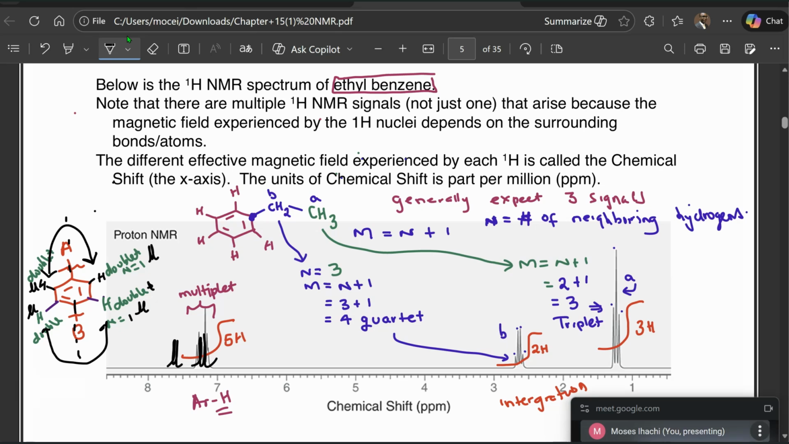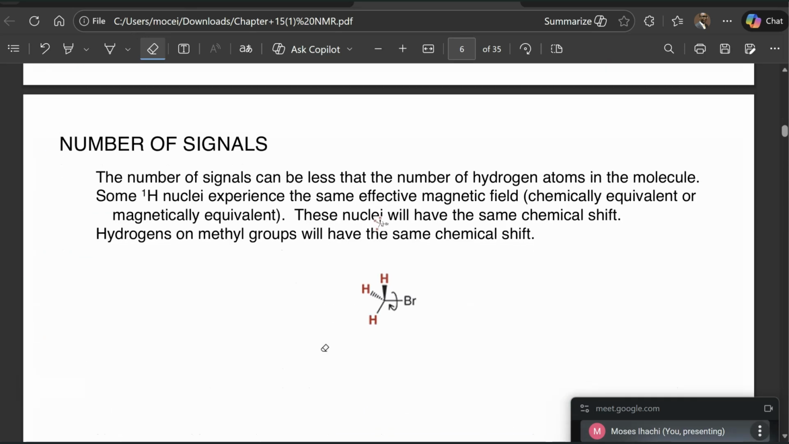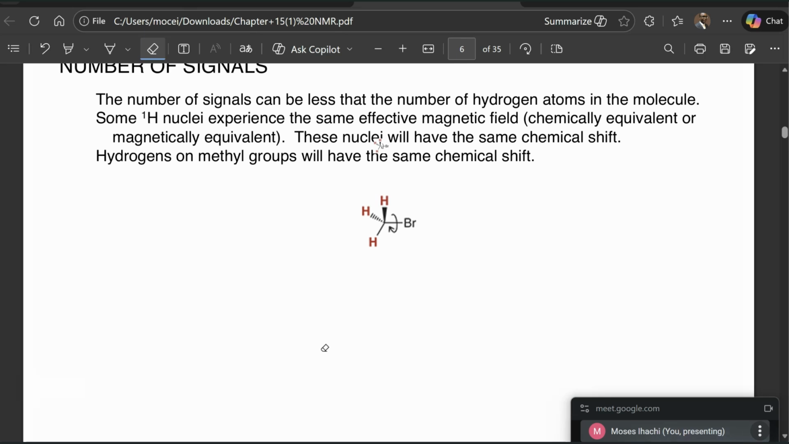So it's not always a multiplet. I wanted to caution you on that. If the ring does not have too many hydrogens, then you can see singlets, triplets, and doublets. Are we good now with the ethylbenzene? Okay, so apart from that, let's talk about number of signals.